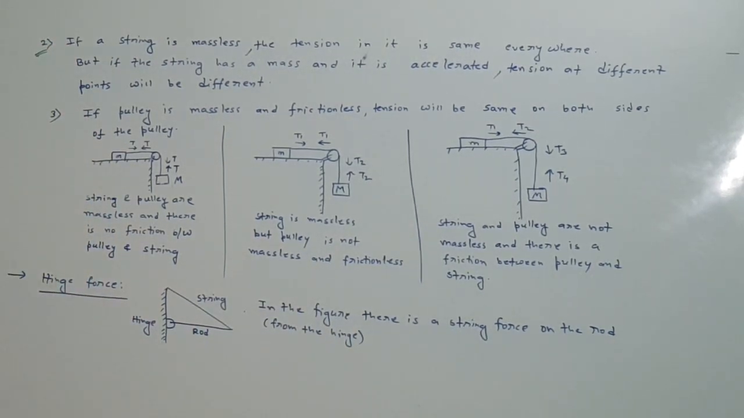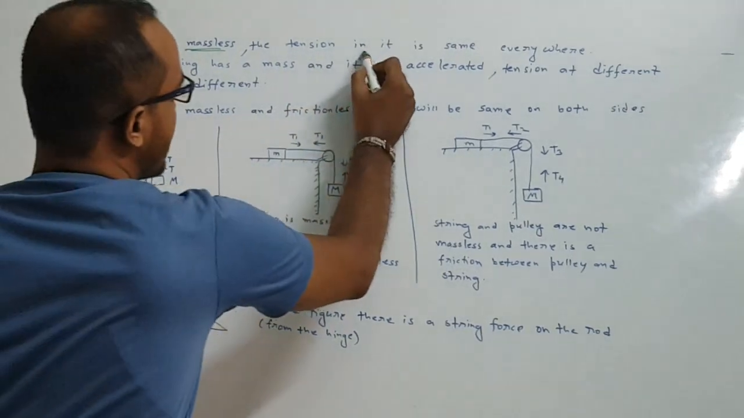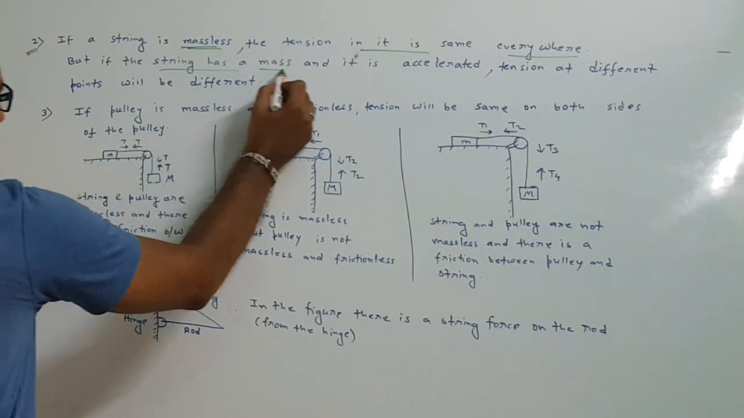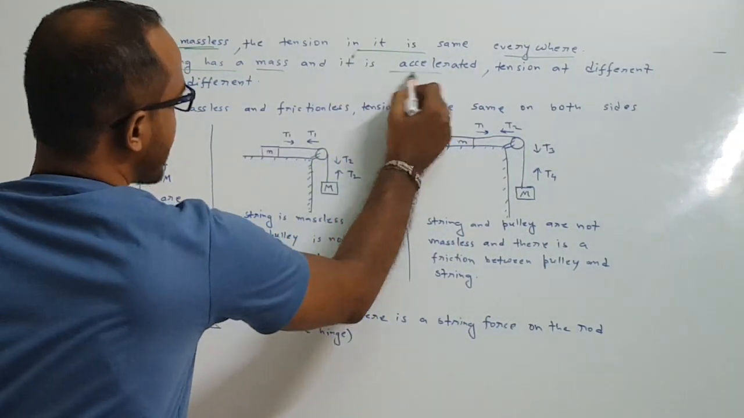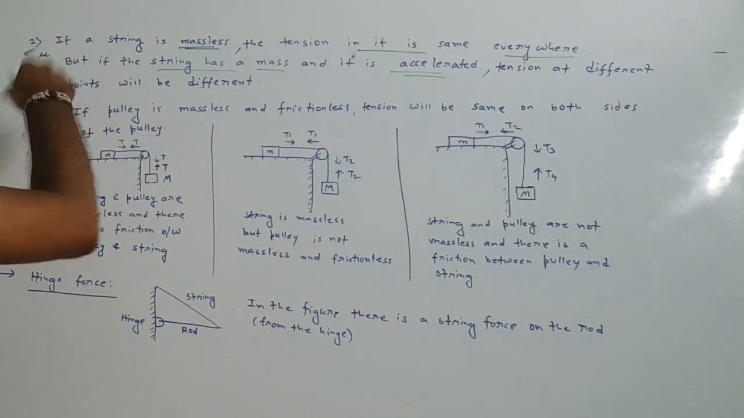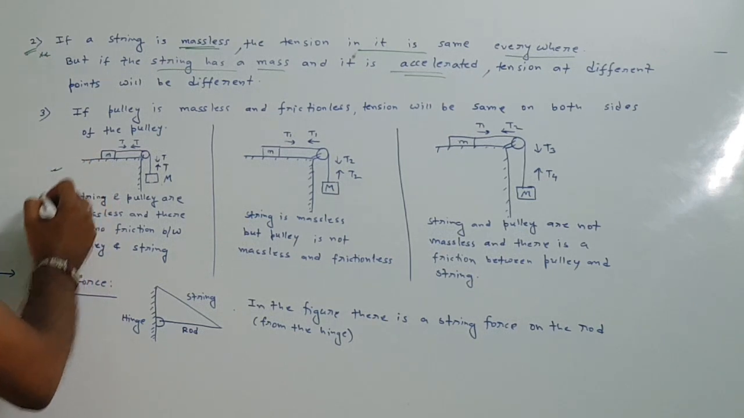See, another point, number 2. If a string is massless, the tension in it is the same everywhere. But if the string has a mass and it is accelerated, the tension will be different. These three points are extremely important, kindly notice these points. So if the string is massless, the tension will be the same everywhere. See, this is the case.